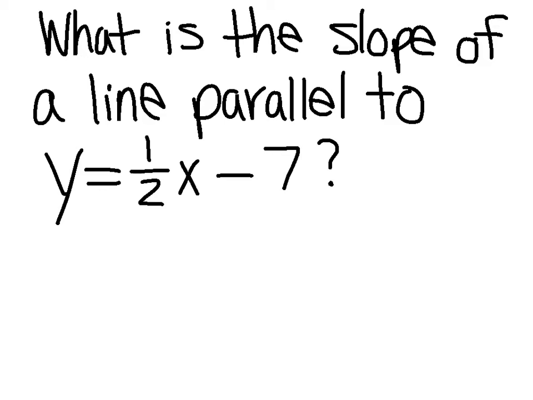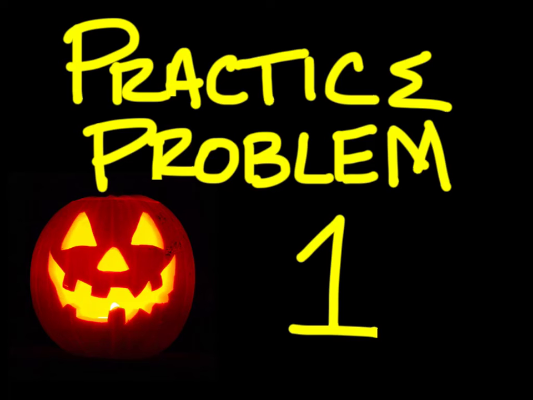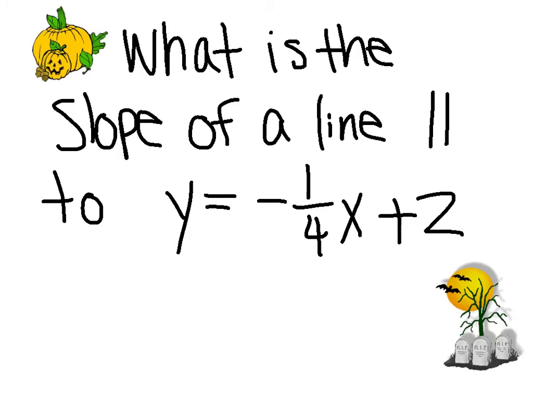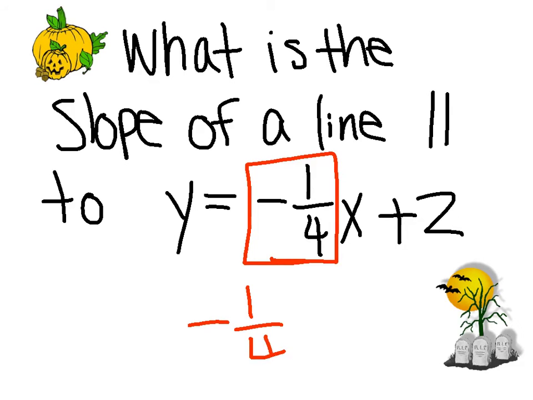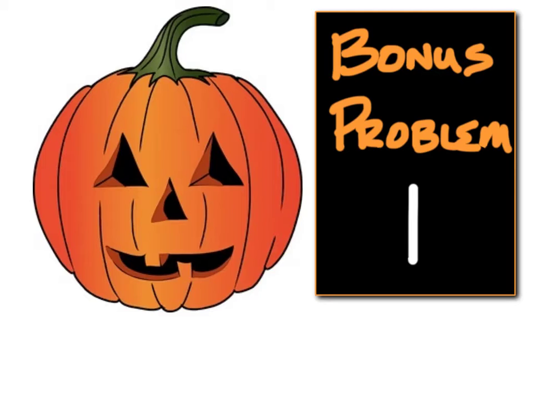Alert. What's the slope of a line parallel to y equals 1/2 x minus 7? What's our answer? 1/2. Okay, practice number 1. We want to find the slope of a line that's parallel to y equals negative 1/4 x plus 2. What's our answer? Negative 1/4, right. The slopes are going to be the same.